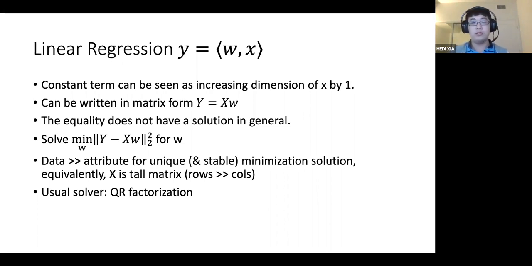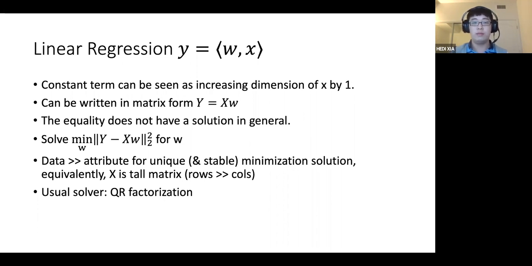So for linear regression, let's start briefly. You could always put the constant term inside, so to some extent you don't need to worry about that. You can write it in matrix form, given finitely many data points. You may not have an exact solution in general because you have some error term.